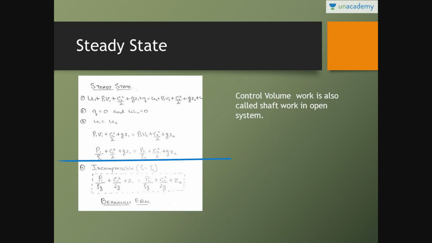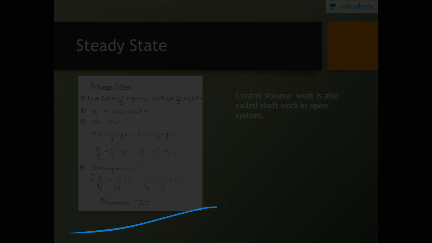So consider incompressible flow, density is constant. So this is Bernoulli's equation. For deriving Bernoulli's equation from steady flow, consider these assumptions and you will get the final result. This is also very important. Next.